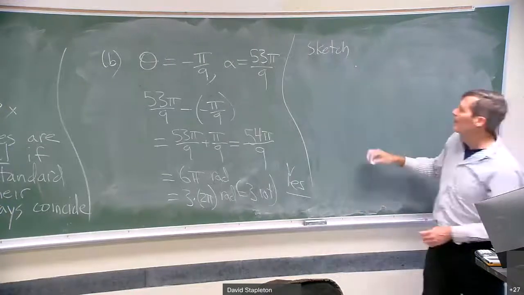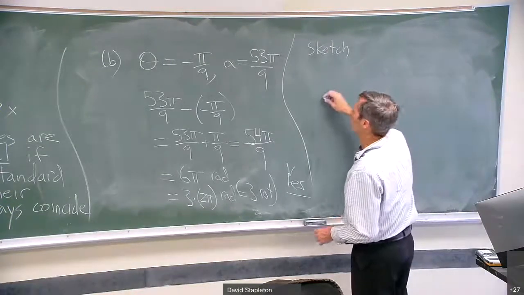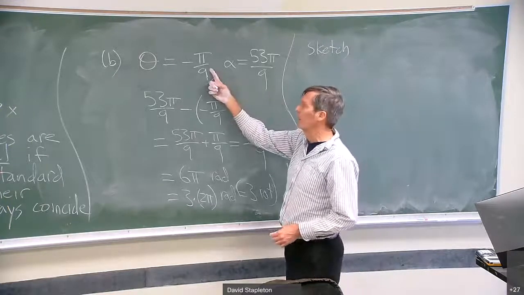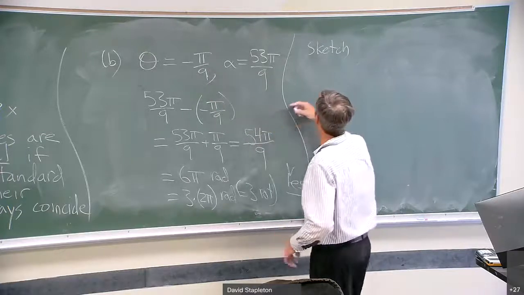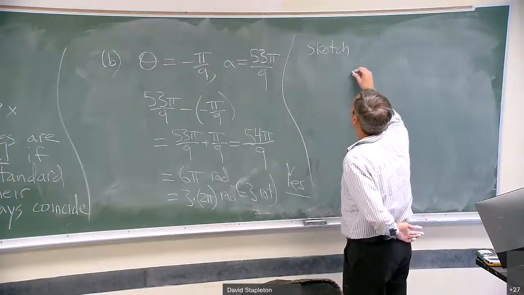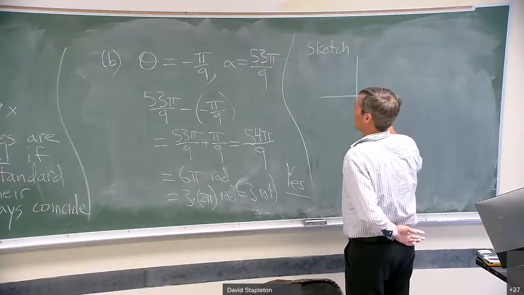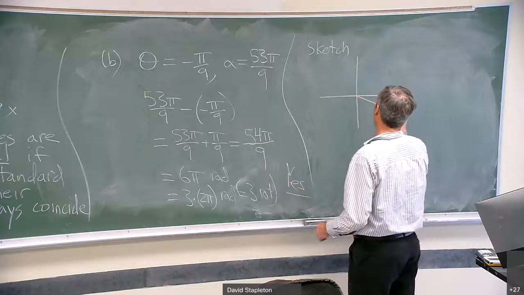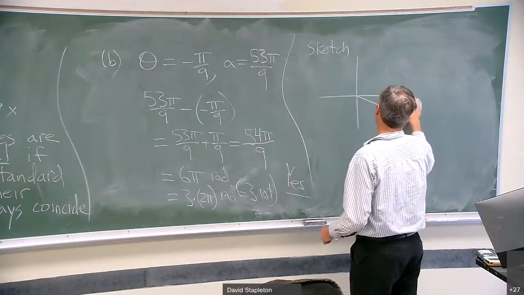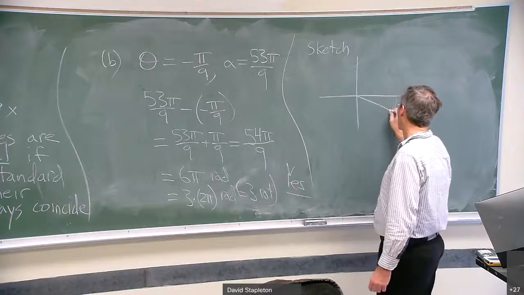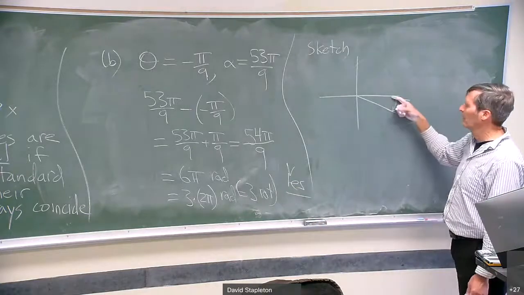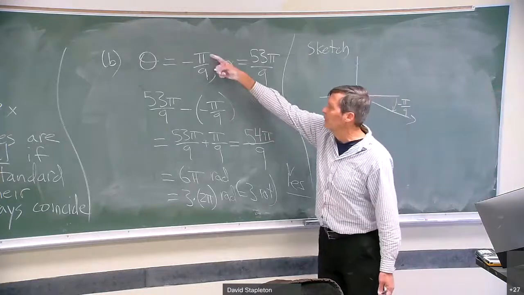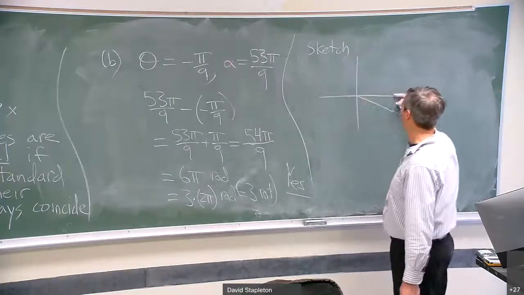I'll take minus pi over 9, which is already a fraction of 90 degrees, right? So I can sketch that one easily. Pi over 2 would be here. This is a lot less than pi over 2. Here's minus pi over 9. It's about like that. In other words, 4.5 pi over 9, or pi over 2, would be a right angle.